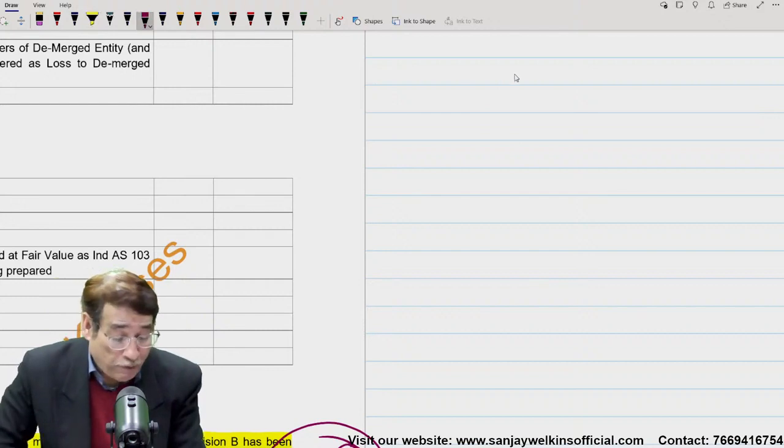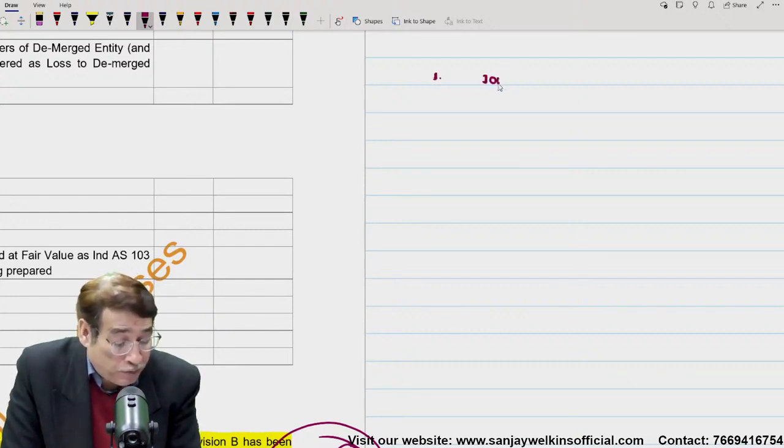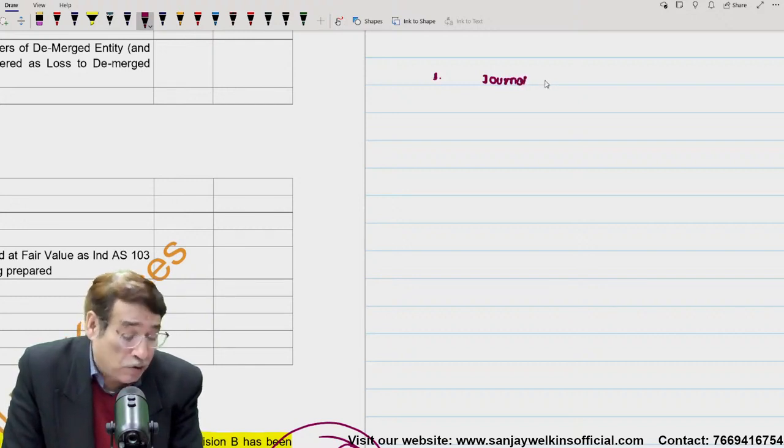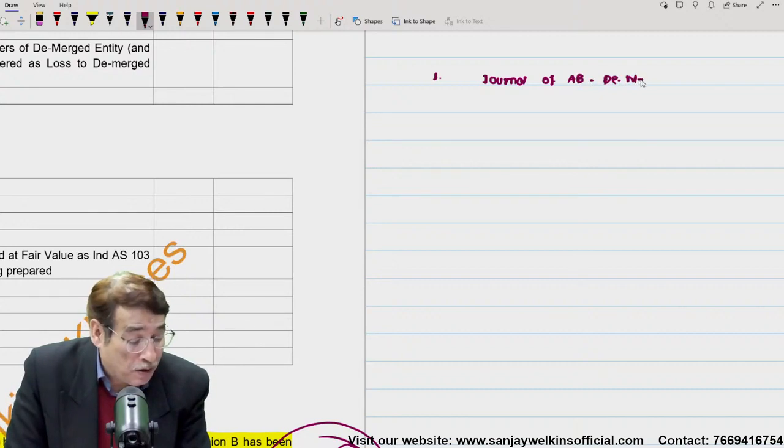Please pay attention and promise yourself that you are supposed to do this question as I am doing in front of you. First of all, write step number one. The question has asked for journal entries in the books of AB Limited. So, journal of AB Limited. AB Limited is your demerged entity, isn't it? Demerged entity.